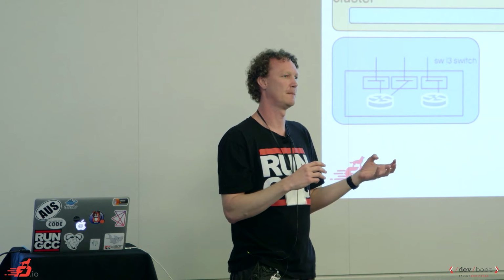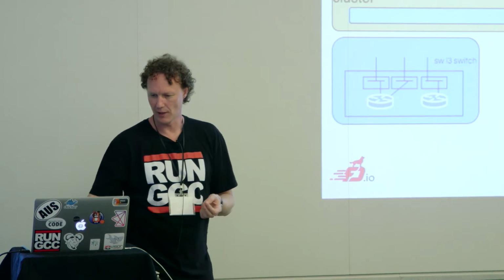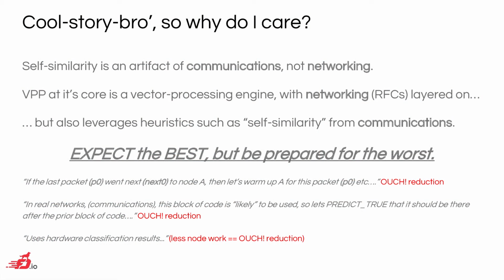So what does that mean to VPP? Cool story, bro. Why do I care? Well, self-similarity is actually an artifact of communications, not networking. It's irrelevant whether it's TCP or UDP. It's more about the desire of the workload to share information with another workload. And as these workloads start to decompose into containers, the traffic patterns from container to container are going to be far more predictable, and we can leverage that.